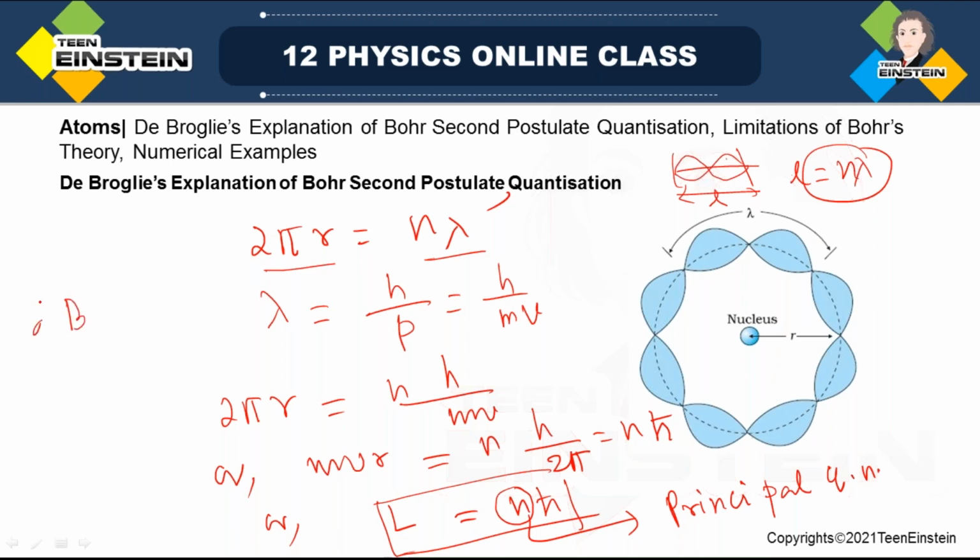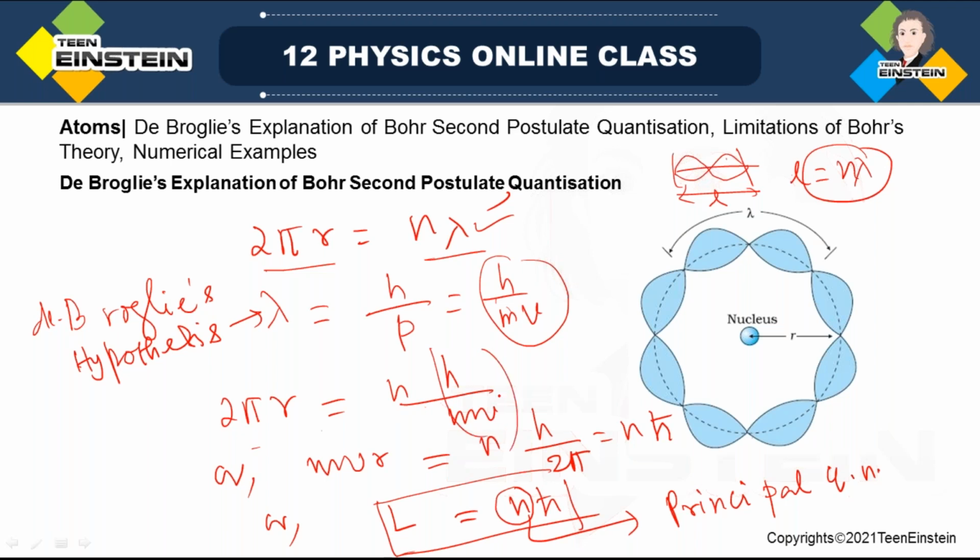Now by de Broglie's hypothesis we know λ = h/p. P is what? P is m into v. m is the mass of the electron, and v is the speed of the electron in that particular orbit. If we plug this value of λ over here, then what we get? 2πr = nh/mv.